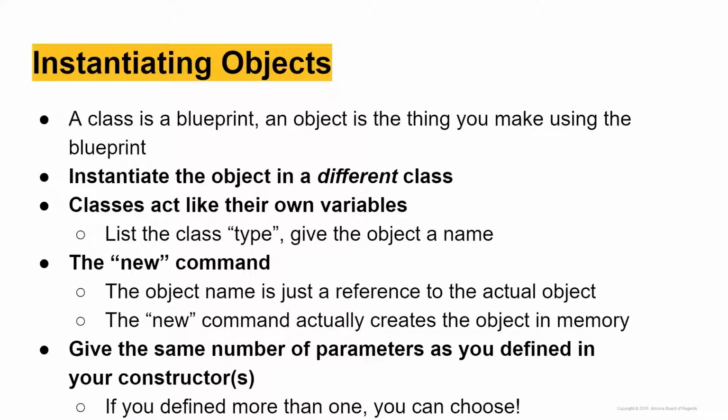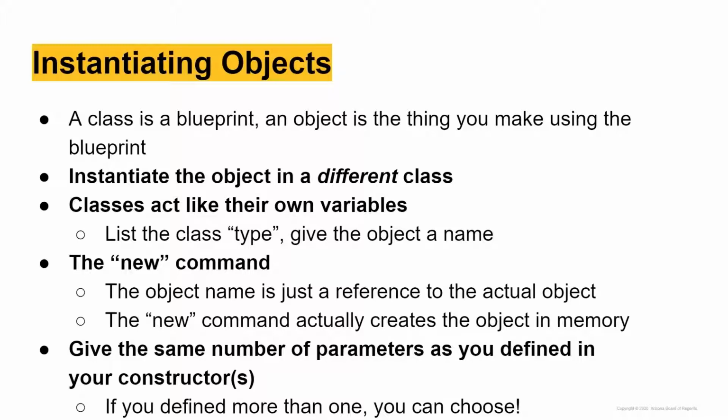All right, let's move on to how to instantiate objects using those constructors we just made. A good way to think about a class is like a blueprint for a building or a car or some kind of physical object. It isn't the object itself, it's just the plan, like the framework for how to make something. And then the object is the physical car or house that you actually make using that blueprint.